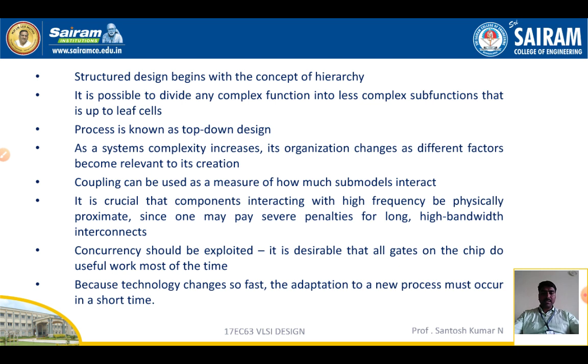Because technology changes so fast, the adoption to a new process must occur in a short time. That is, once a subsystem is designed, it should be adaptable for new technologies. For example, at present we are on 14 nanometer technology. Now work is going on for 7 nanometer technology. Once 7 nanometer technology comes, then this circuit or subsystem which is designed for 14 nanometers should also be applicable, or should also be implemented at 7 nanometer technology.